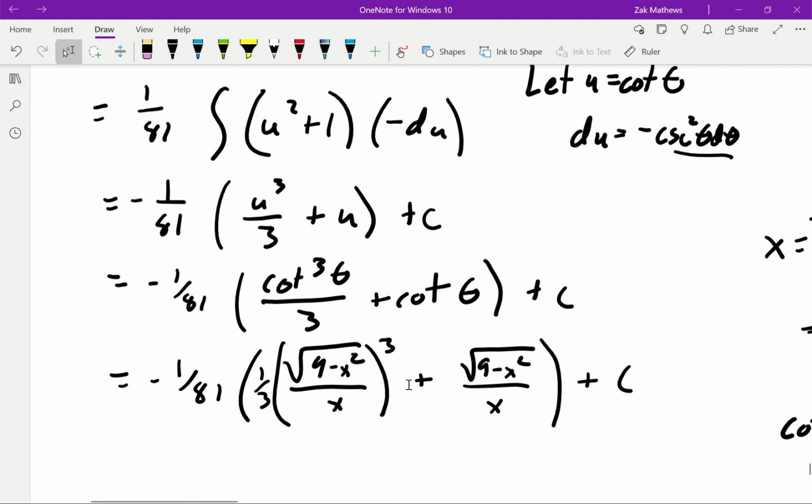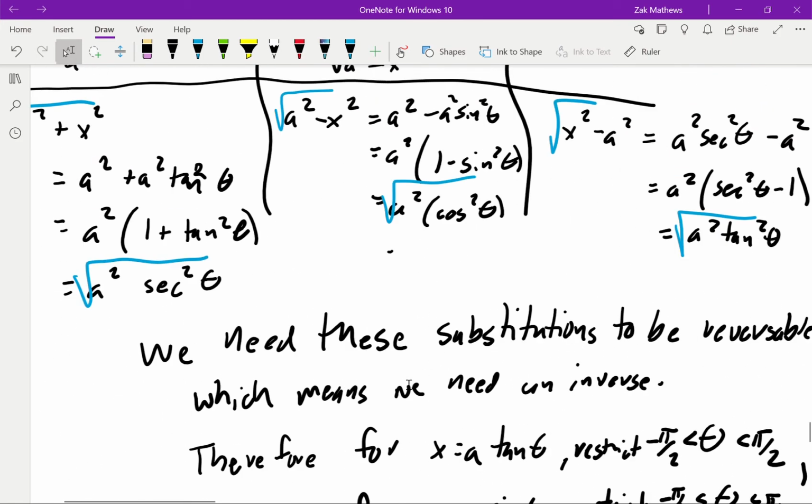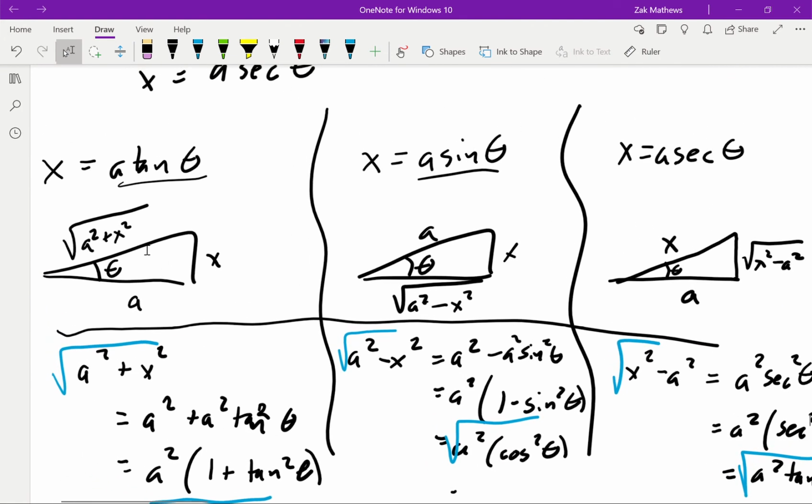So these problems do require a little bit of practice. We do want to first recognize which of the 3 replacements we want to make. That is the first key. And so it is just a matter of recognizing which format do we have. Do we have the a squared plus x squared, a squared minus x squared, or x squared minus a squared under those radicals?